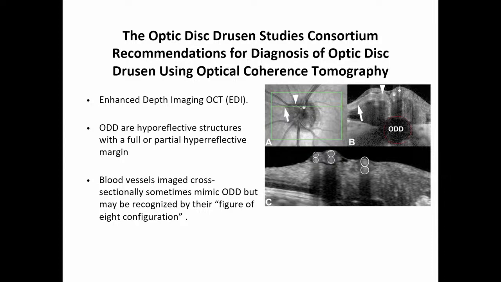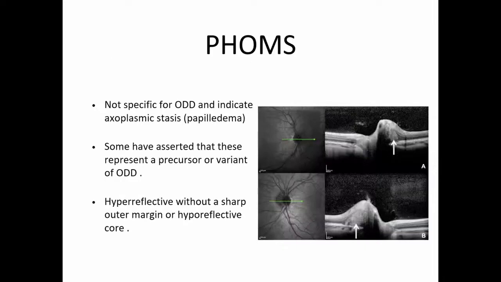So this is an optic disc drusen. You can see a hyporeflective core and a hyperreflective margin. Foams are basically hyperreflective ovoid-like masses that occur in the peripapillary region, and they are thought to be some kind of a precursor or variant of optic drusen. They're really not specific for optic nerve drusen, and they can be found in different types of optic neuropathies.